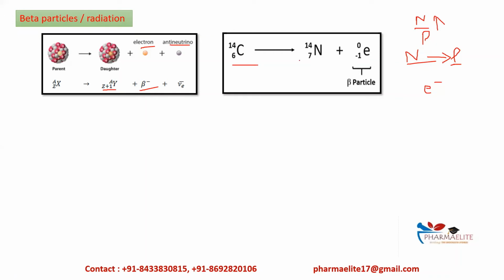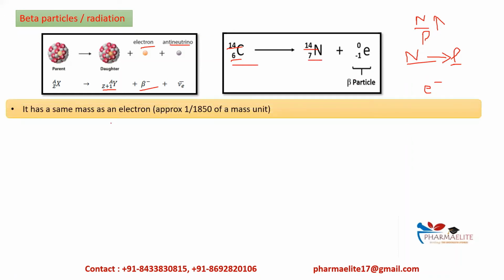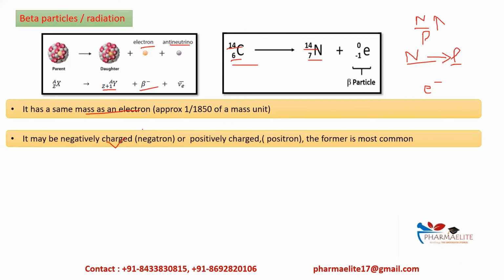This is an example. You can see here carbon with atomic mass 14 and atomic number 6 is undergoing beta decay to produce nitrogen with atomic mass 14, which is constant here, but the atomic number is increased by 1, and there is a release of a beta particle. It has the same mass as an electron, approximately 1 by 1850 of a mass unit. Then it may be negatively charged, that is a negatron, or positively charged, that is a positron.